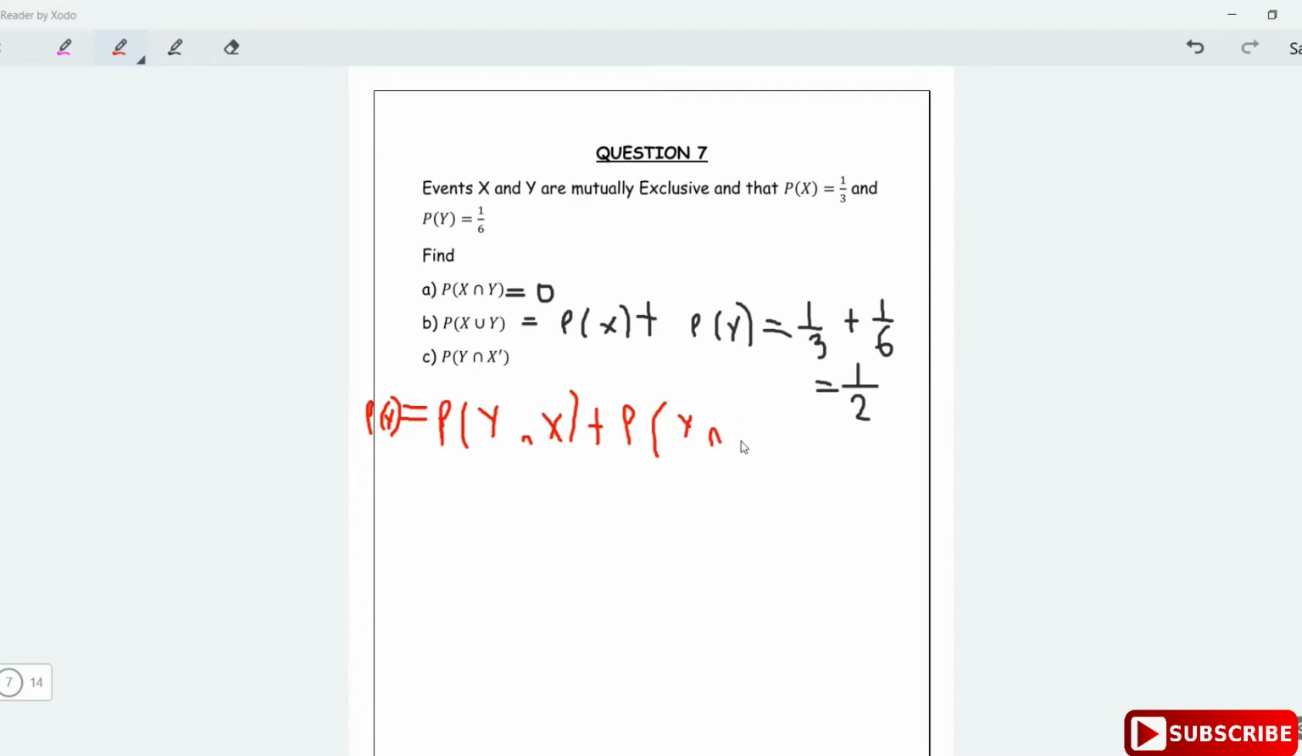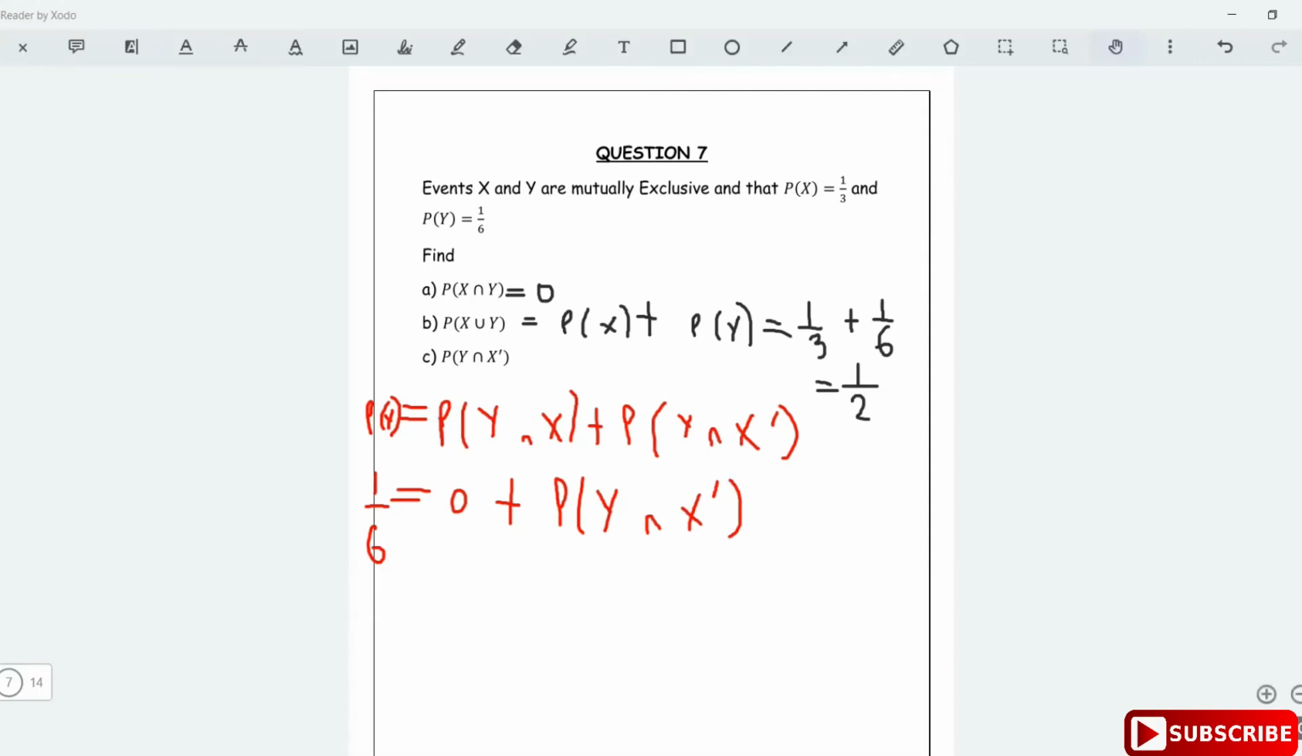That's what we get. But now, what do we know? The probability of Y intersect X is 0, and the probability of Y is 1 over 6. And so that means the probability of Y intersect X complement is 1 over 6. And that is the answer. Nice and easy. So, answer is 1 over 6.